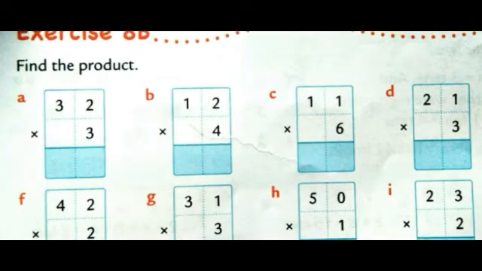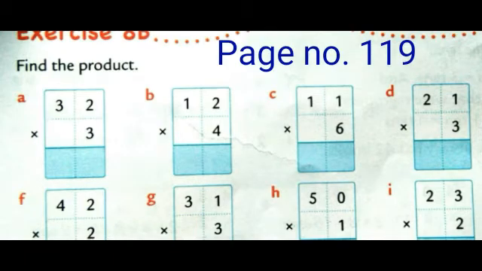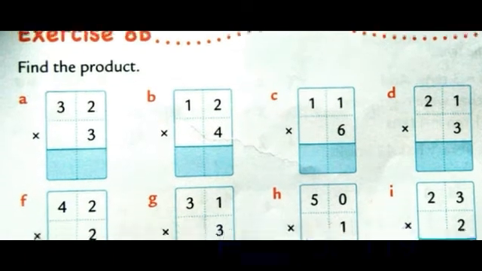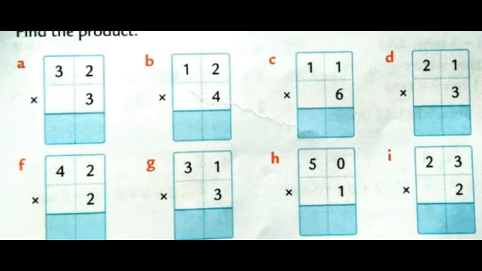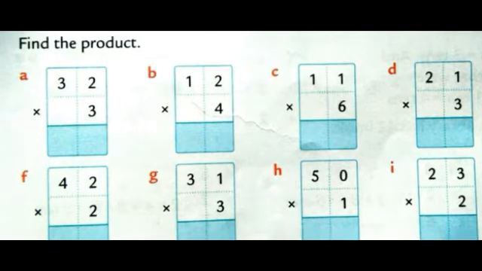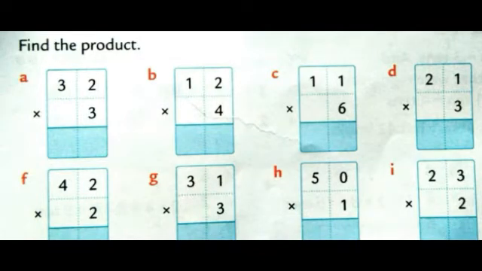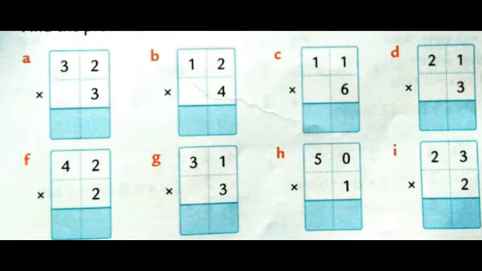Page number 119. Exercise 8b. Find the product. Okay, multiplication I have already explained you how to do. Find the product. Let's start with the first one. Okay, see the first one. 32 multiplied by 3. So as I've already told you, we have to first multiply 3 by 2 and then 3 by 3. Okay, so always we start with the ones side. This is the ones place. This side we always start with.